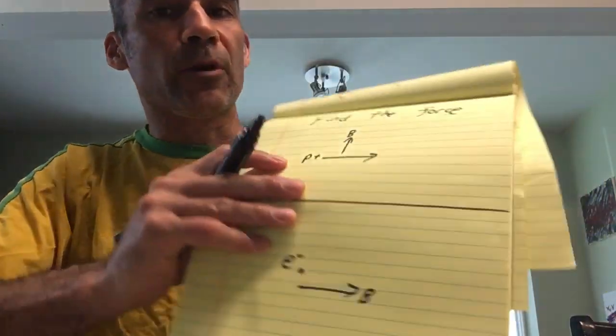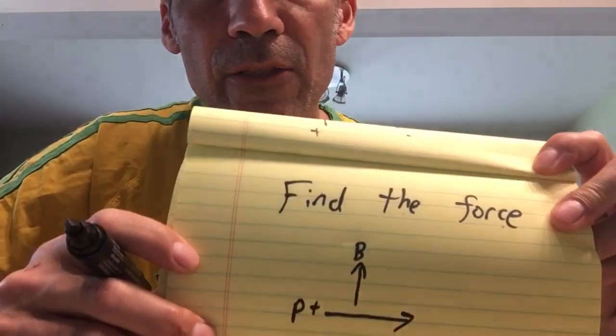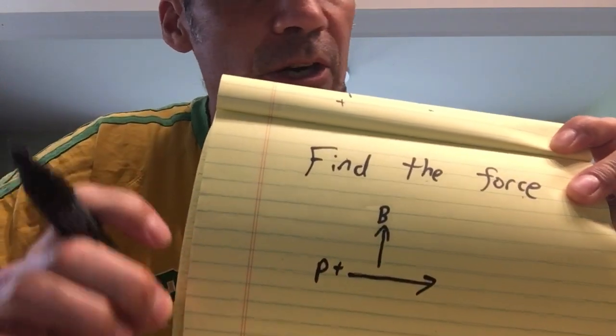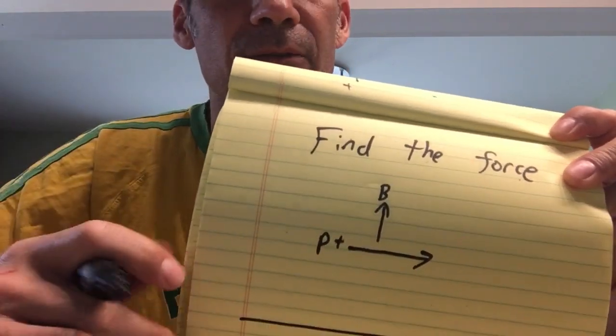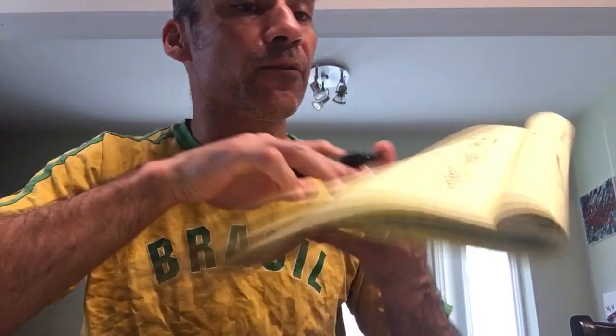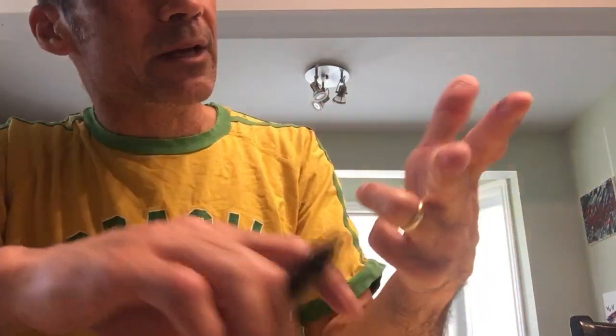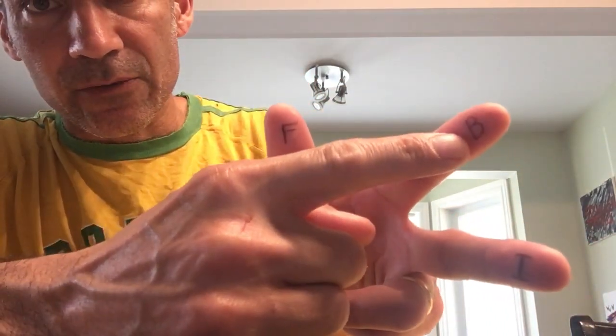Now, let's say we have a question where we're finding the force that acts upon a charged particle in a magnetic field. To find the force on a charged particle, we use the left-hand rule. So make sure it's your left hand you're using. I've written on my left hand: F for force, B for the magnetic field, and I for current. And this works like this.